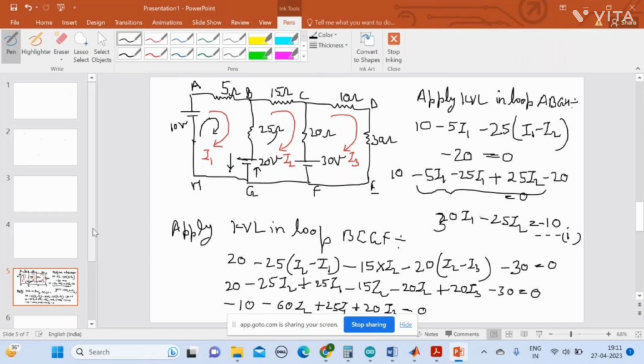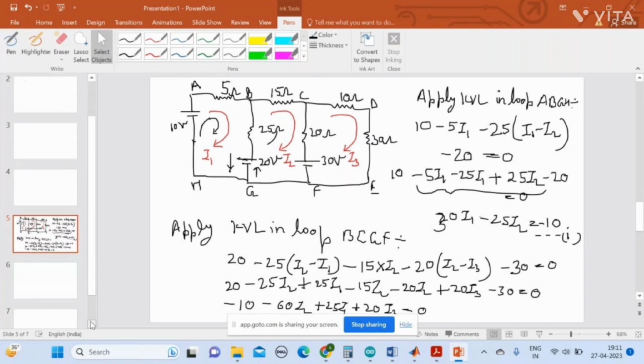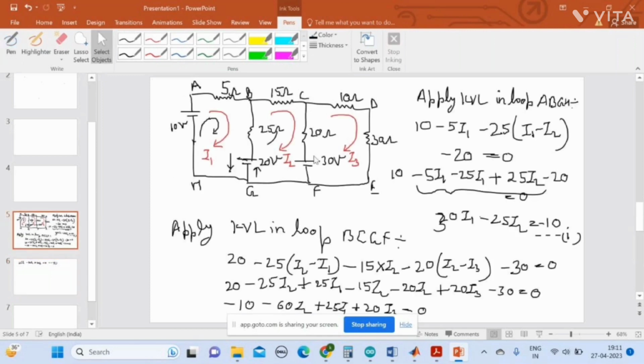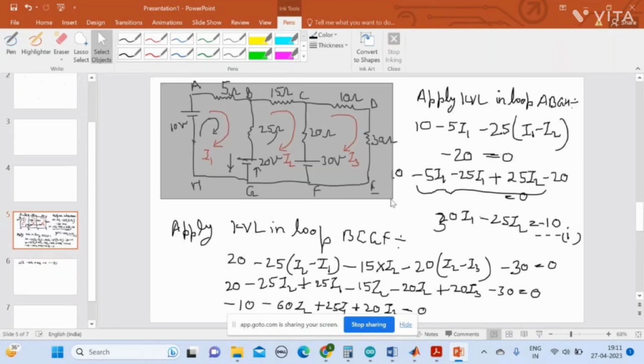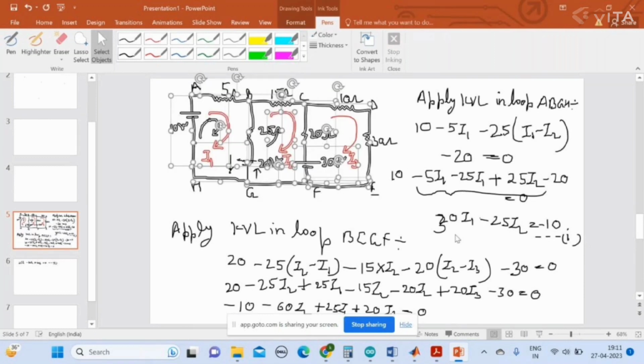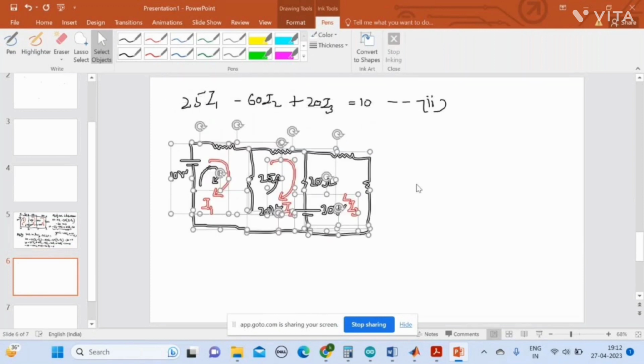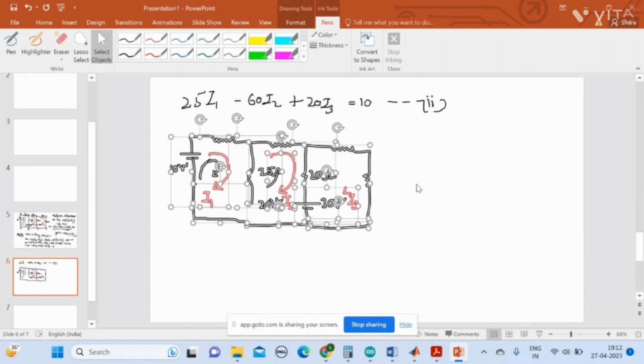So what will be the second equation? Second equation is, by taking minus 10 to the right hand side, we will get 25I1 minus 60I2 plus 20I3 is equal to 10. This is equation second. Now we have to apply the KVL in loop third. So first we have to paste this to the right hand side, to the next page. This is the diagram. Let's paste this properly.